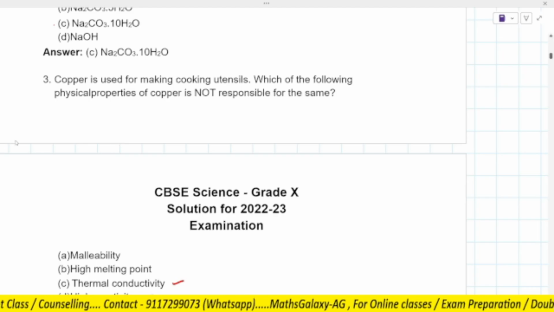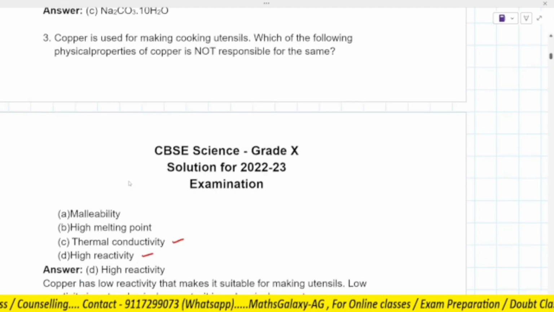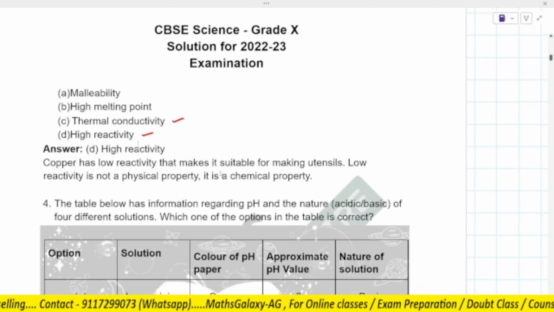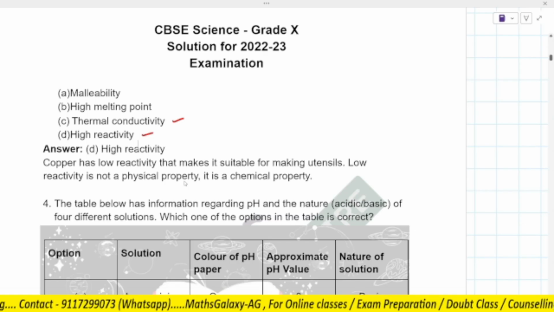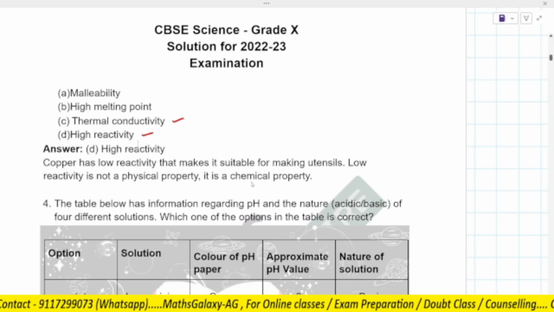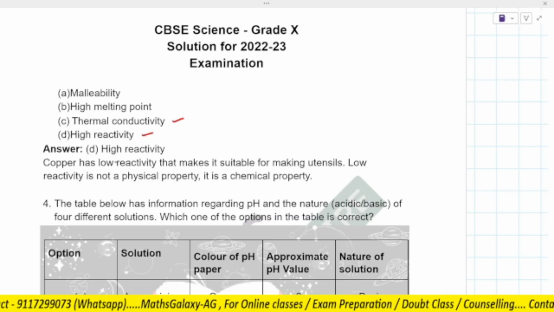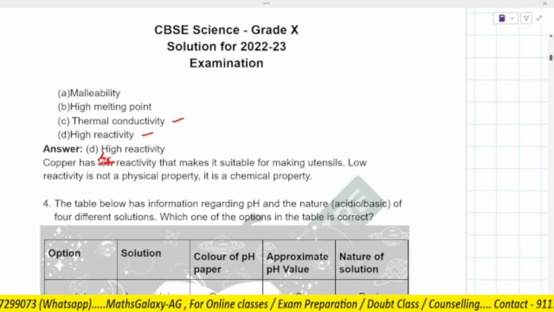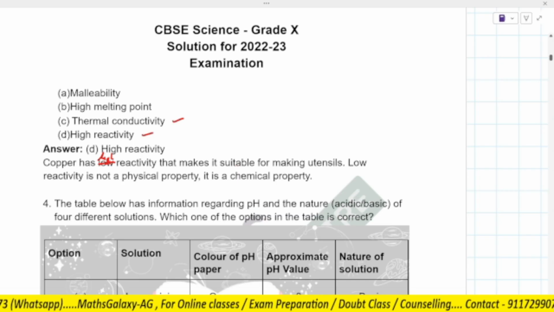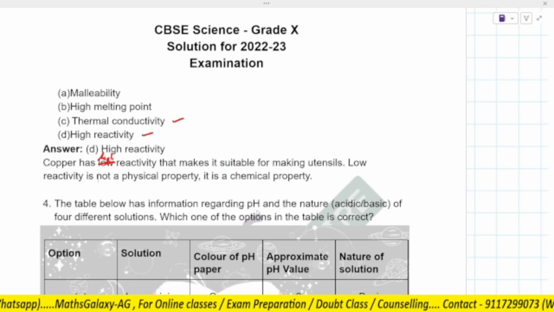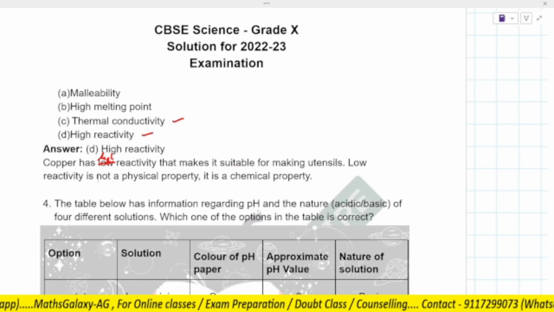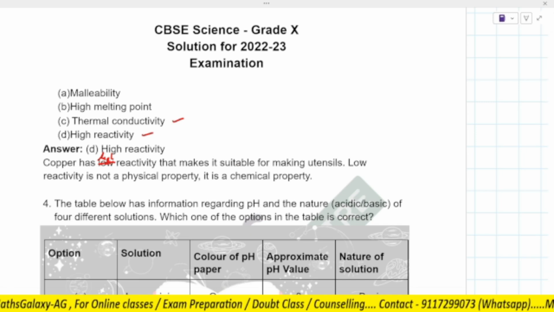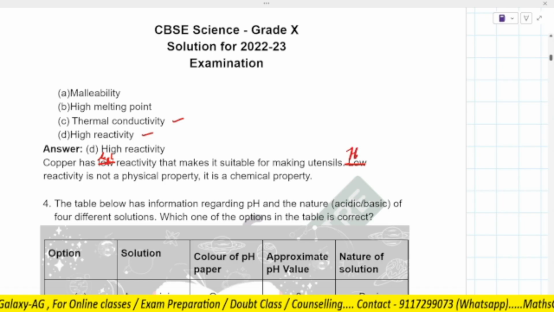Yes. Copper has low reactivity, which makes it suitable for making utensils. Here it should be high reactivity that makes it suitable for making utensils, and high reactivity is not a physical property, it is a chemical property, right?